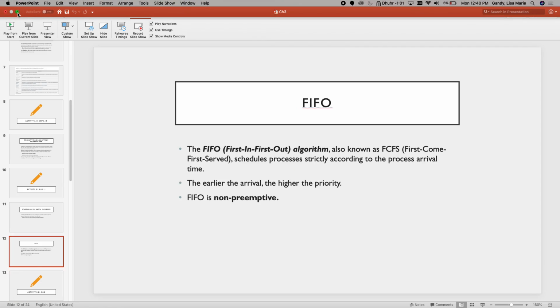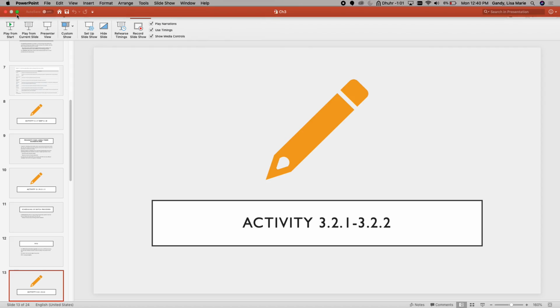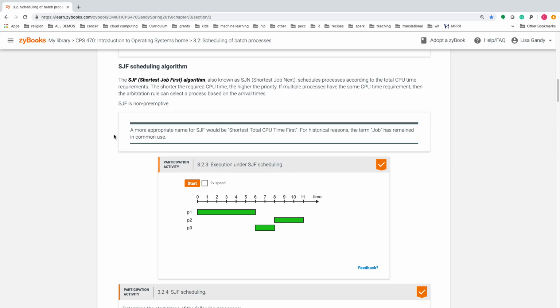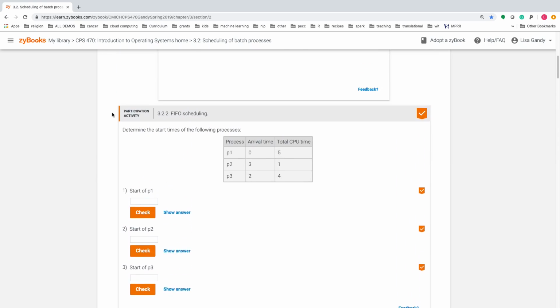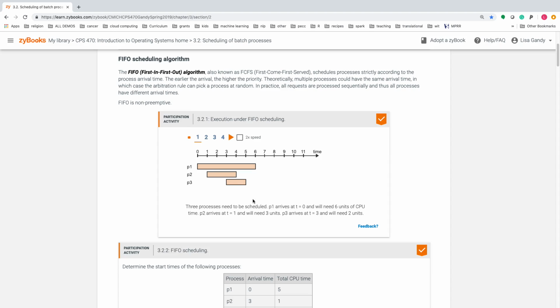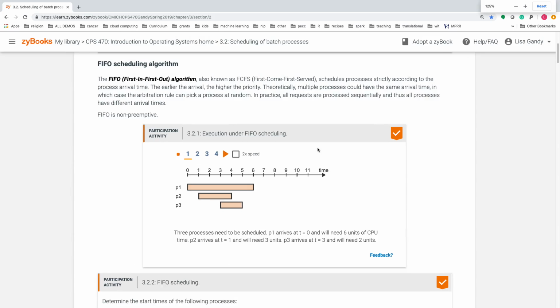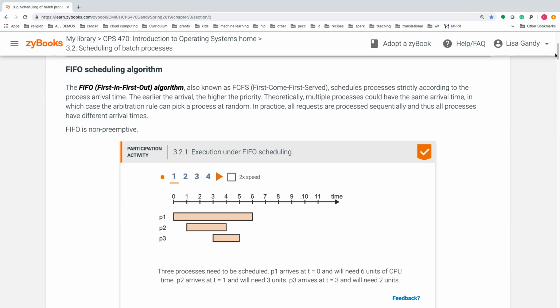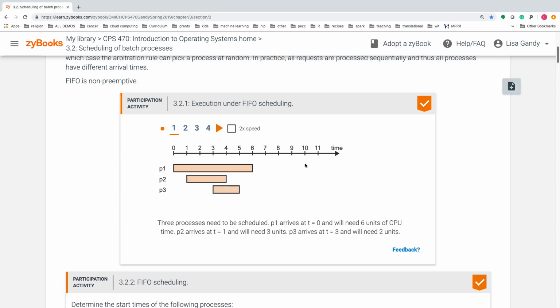Okay, so let's do these here. Here we have 3 processes. They need to be scheduled. Process 1 is going to arrive at time 0. It's going to need 6 units of CPU time. P2 arrives at time equals 1 and needs 3 units, and P3 arrives at T3 and needs 2 units. So we have this nice graph.